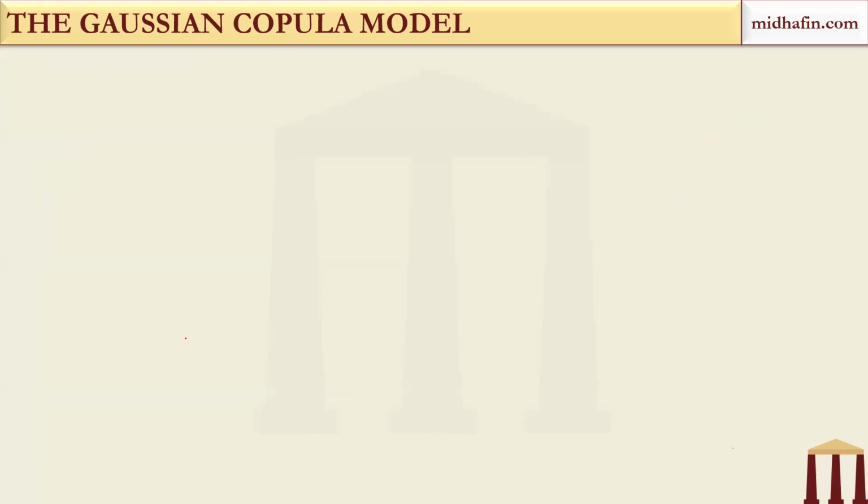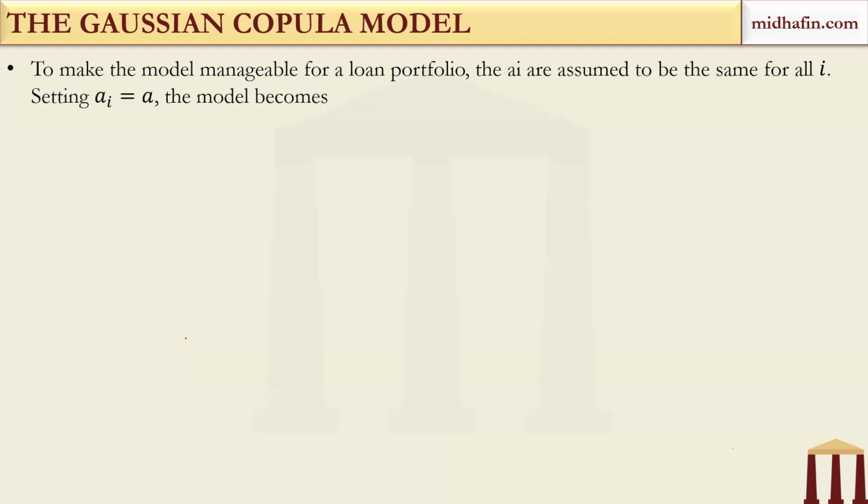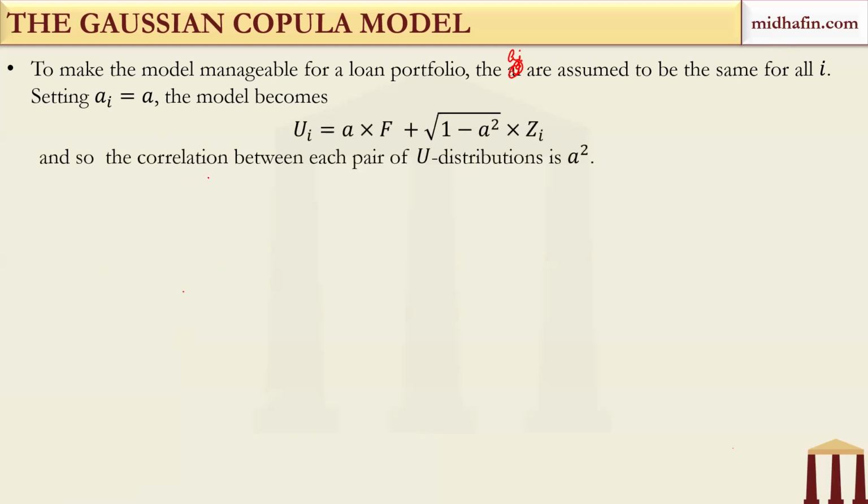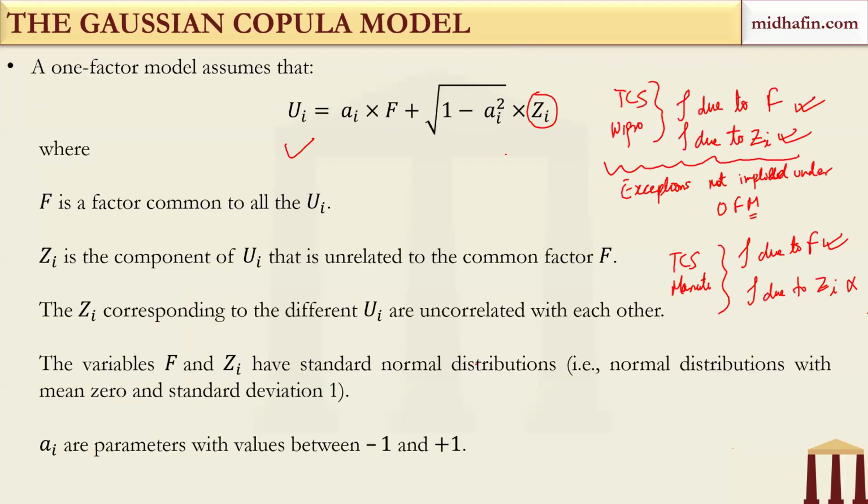Now after this, we make some more simplifying assumptions. We assume that AI is equal to A for all i's. The AIs are assumed to be the same for all i's. I just wrote AI, the subscript was missing. So which means that UI is equal to A times F, all the A's being the same, plus the square root of 1 minus A square multiplied by ZI.